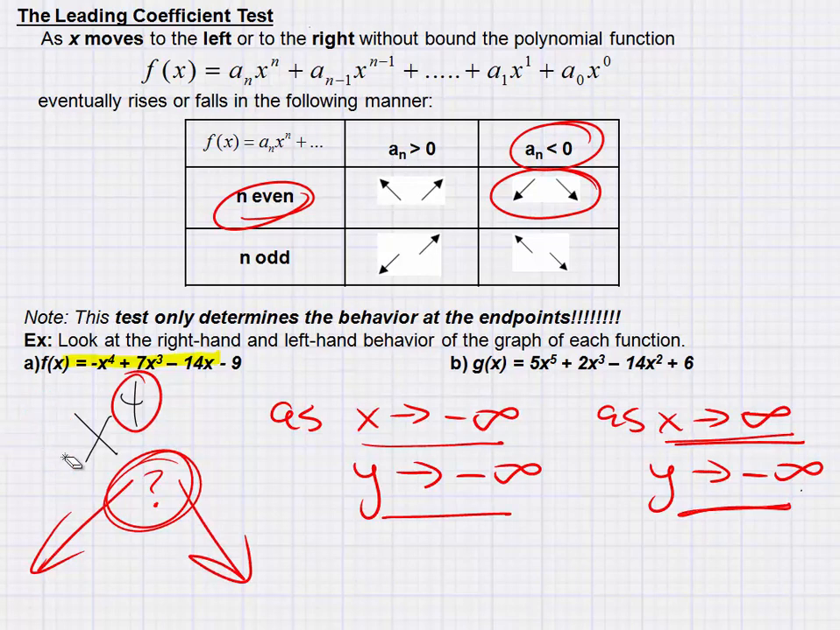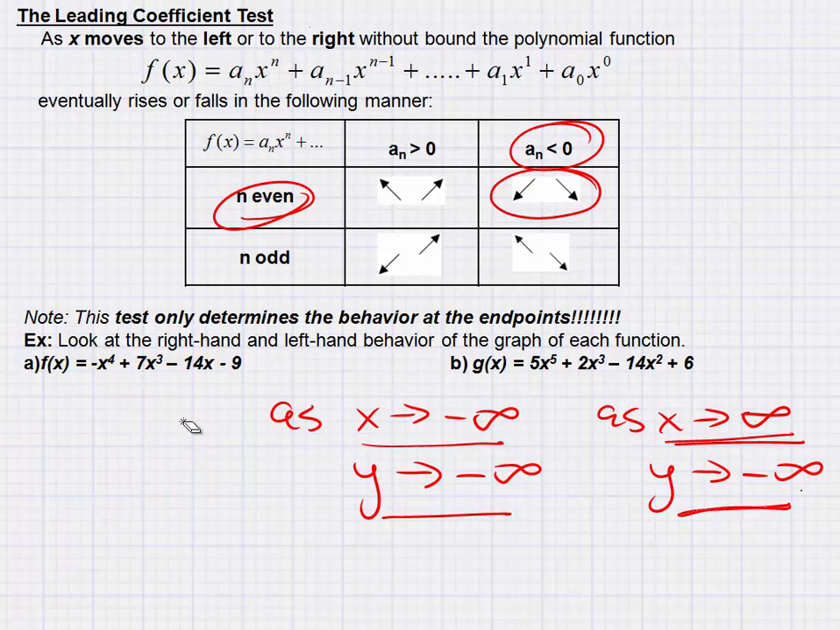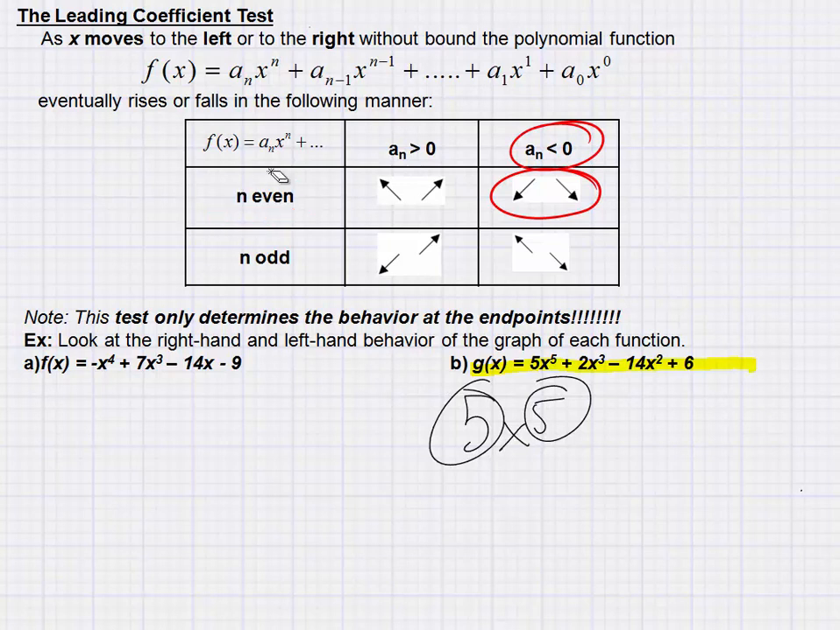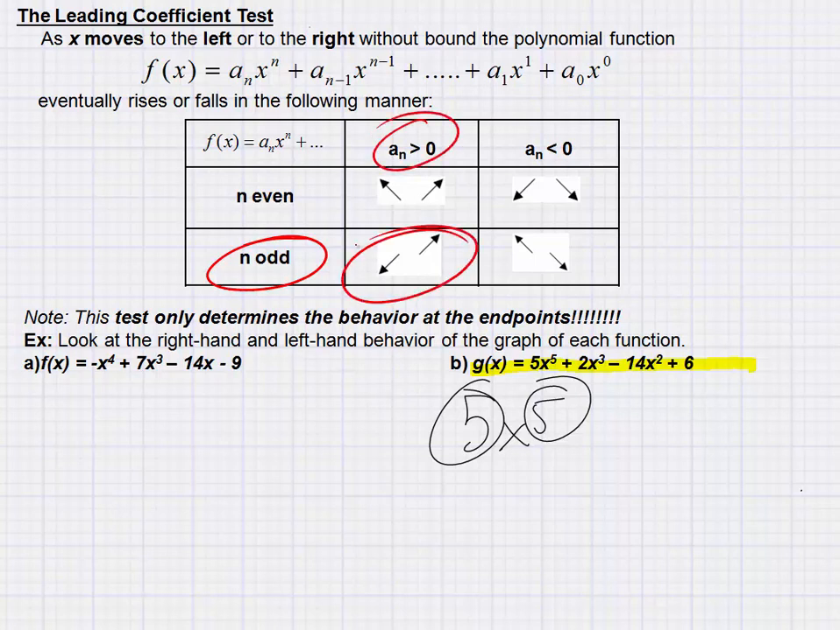Do another one. So g of x equals 5x to the 5th, 2x cubed minus 14x squared plus 6x. The key to this is 5x to the 5th. This is my degree, this is my leading coefficient. So if I look at what I'm dealing with here, I have an odd power and a positive coefficient. So this is the picture I should have on the ends of the graph.